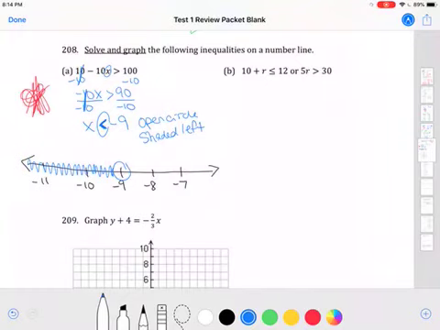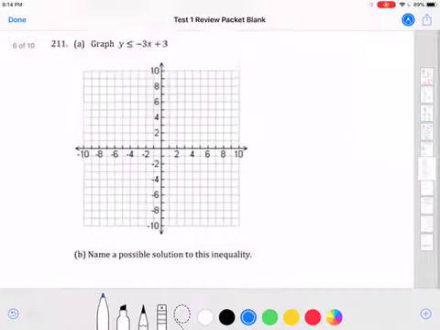All right, part B says 10 plus r is less than or equal to 12, or 5r is greater than 30. A lot of people tend to think when taking the test that means solve one or the other. Just pick whichever one you feel like. That's not the case. This is one whole problem. You have to solve both of them, or it'll come into play later, and I'll explain it a little bit more once we get there. But that or just means you're splitting up two inequalities.